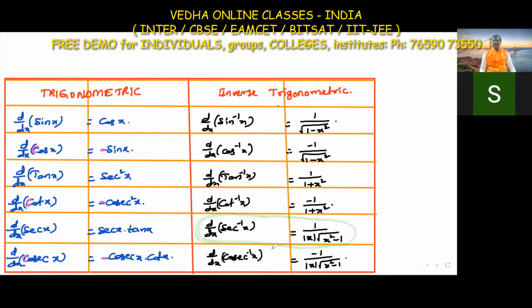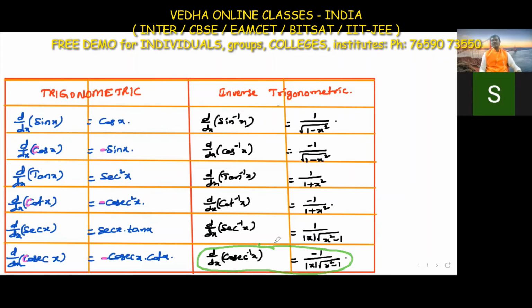Very good. Okay. Next formula is d by dx of cosecant inverse x equals minus 1 by mod x into root of x square minus 1. Repeat. d by dx of cosecant inverse x is equal to minus 1 by mod x into root x square minus 1. Repeat. d by dx of cosecant inverse x is equal to minus 1 by mod x into root x square minus 1.